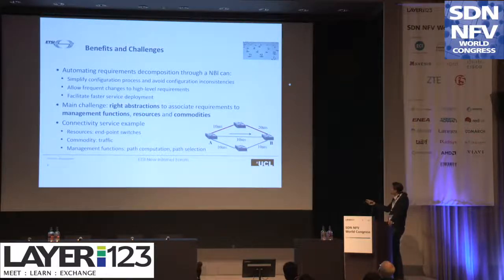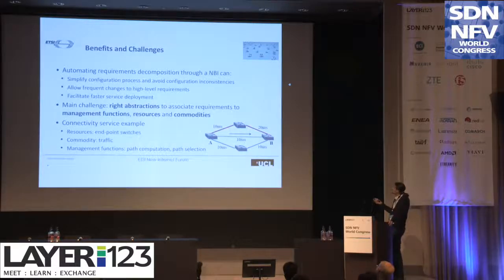So the resources involved in the configuration of this topology here are the endpoints, right? It's the source and the destination. The commodity being regulated is traffic, right? And the management functions involved are two, the path computation and the path selection.